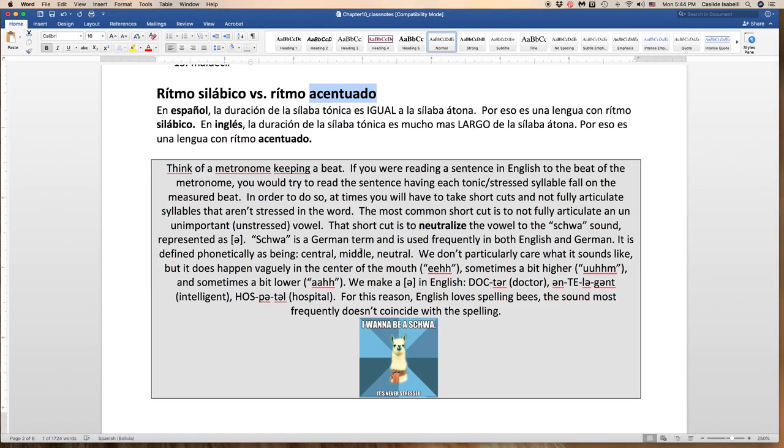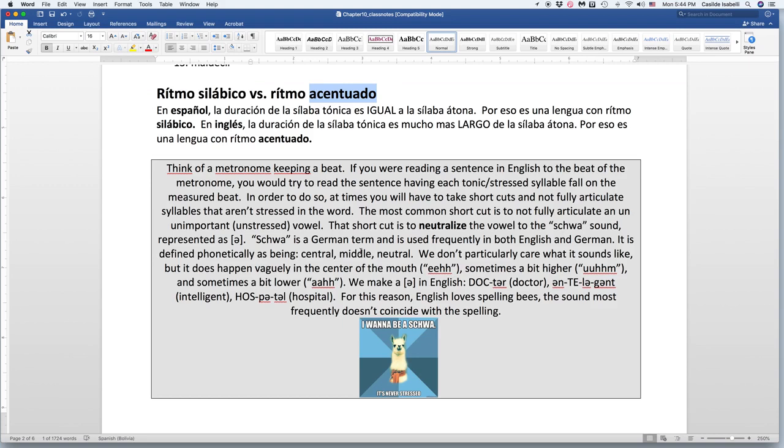So if you think of a metronome beating, you know, that metronome on top of the piano that helps keep the beat. Tick, tock, tick, tock. And if you were reading a sentence in English to that beat of the metronome, you would try to have each stressed syllable fall on the measured beat. And in order to do so, at times you'll have to take shortcuts and not fully articulate those syllables that aren't stressed. If you remember, those syllables that don't receive that accent mark.